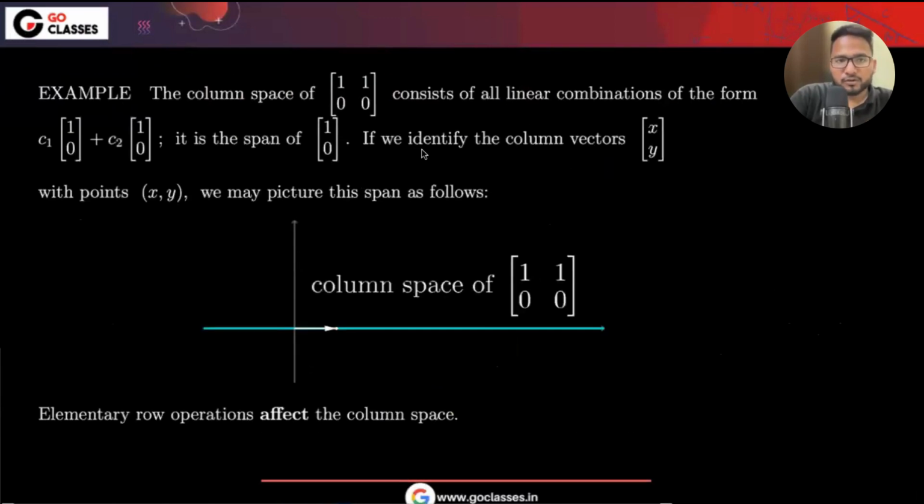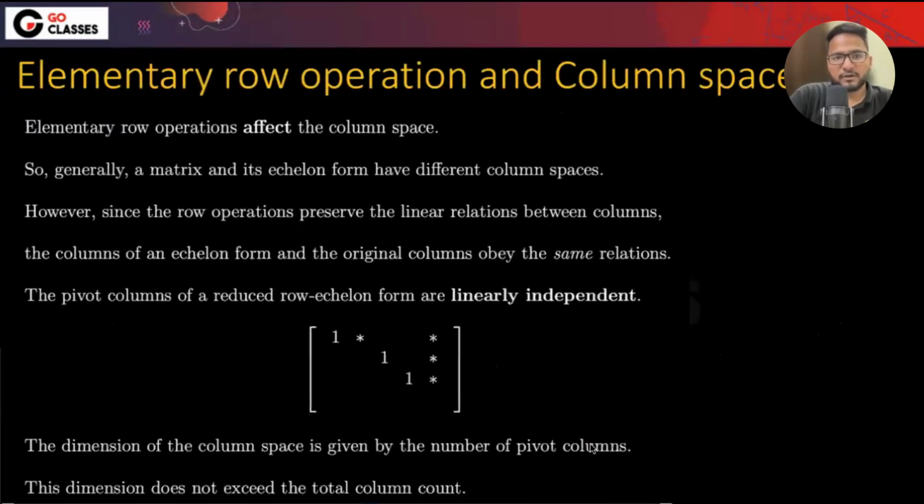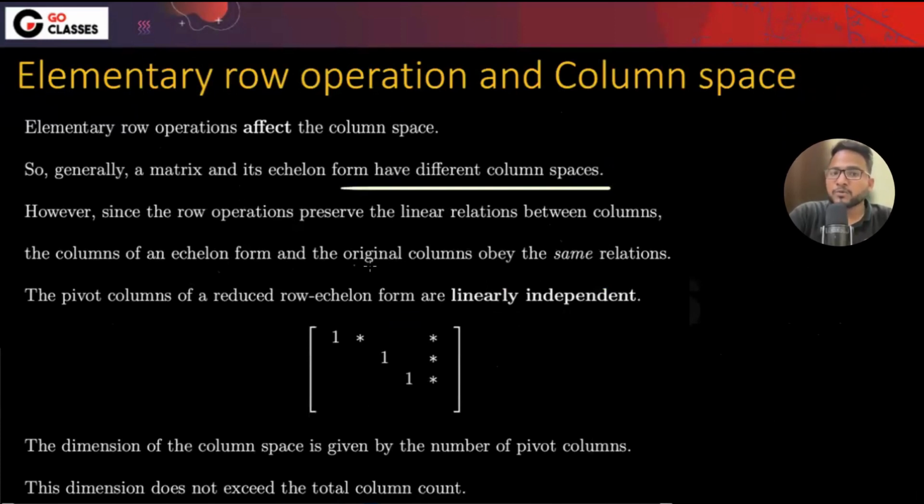Before the next question, I think they mentioned the column space also for some example matrices. And now the column space of this is basically just (1, 0), right? Now they're saying elementary row operations affect the column space, which we have seen in the previous class itself. So generally a matrix and its equivalent form have different column spaces. However, since the row operations preserve the linear combinations between the columns, the columns of the equivalent form and the original columns obey the same relation.